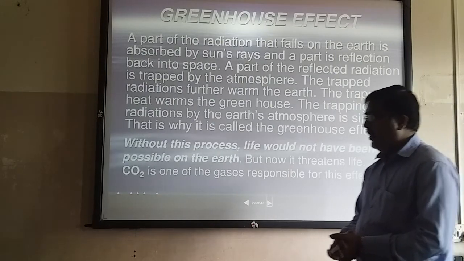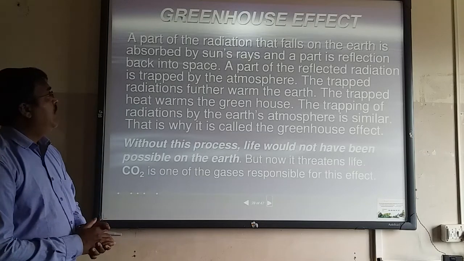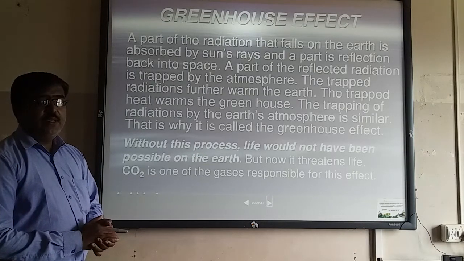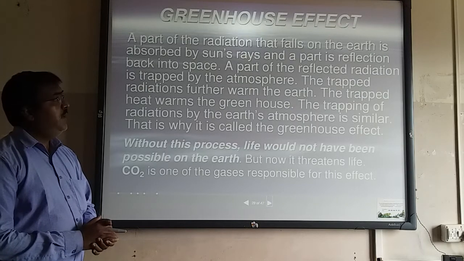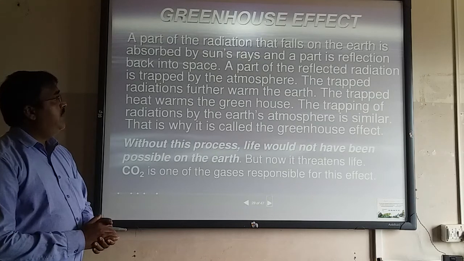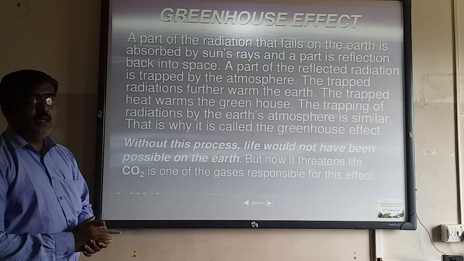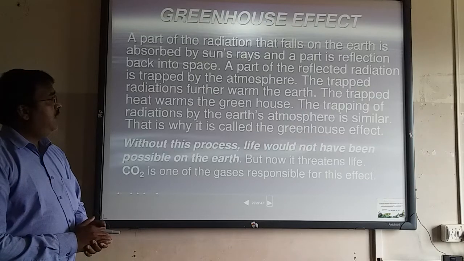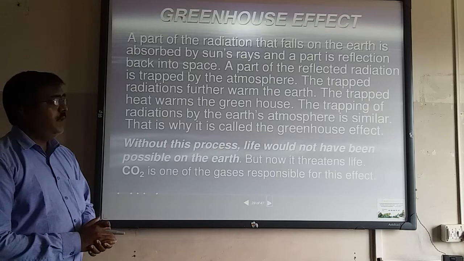The next one is the greenhouse effect. What is the meaning of the greenhouse effect? The sun produces all types of radiation, especially UV rays. They fall on the earth, part is absorbed, and part is reflected back into space. All the light rays are not absorbed by the earth; some come back. A part of the reflected radiation is trapped by the atmosphere and trapped radiation is sent further along to the earth.